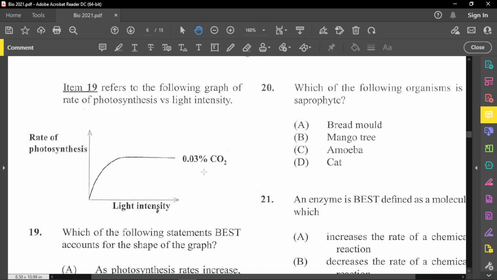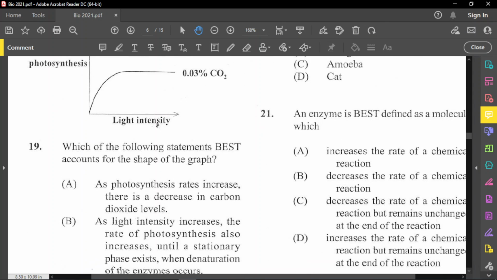All right, so the question now reads, which of the following statements best accounts for the shape of the graph? If you notice it, as light increases, the rate of photosynthesis also increases, then it comes to a maximum. So which of the following statements best accounts for the increase, then it tapers off like that, or plateaus. And the first statement here said, as photosynthesis rate increases, there is a decrease in carbon dioxide level, which is not true at all because the graph is not indicating the carbon dioxide level at all.